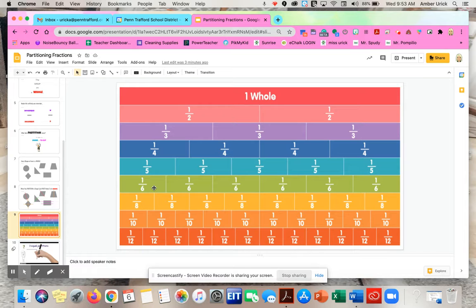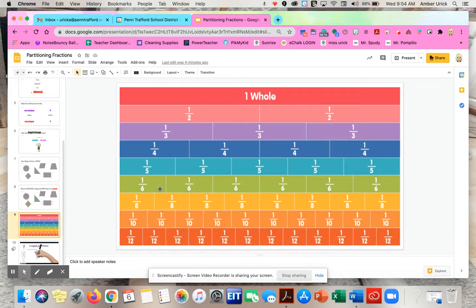So we used to think that a big number meant a big piece, right? But look, my piece got smaller. So the fewer people we have at our party, the bigger the piece. The more people I have at my party, the smaller the piece.